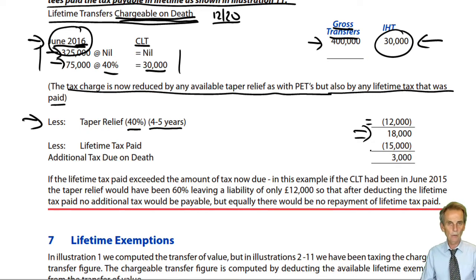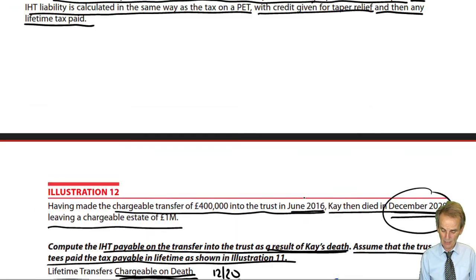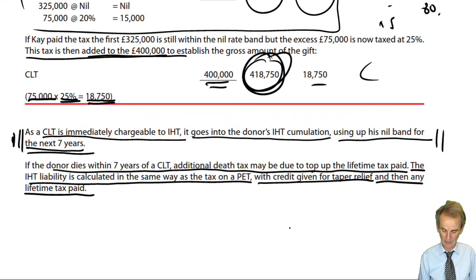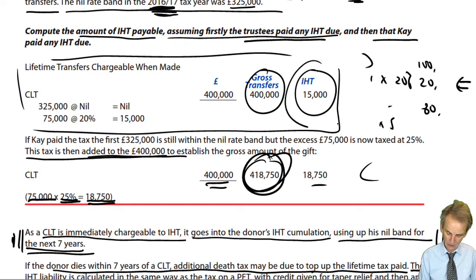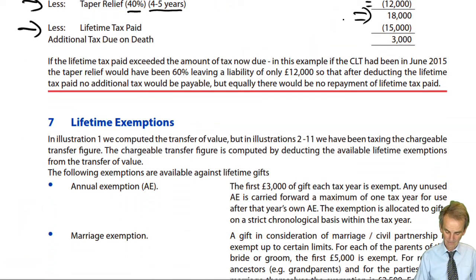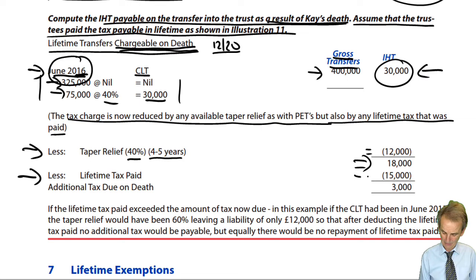And only once you've applied, if it's applicable, the taper relief, do you then deduct, get these in the right order, it is important, the lifetime tax paid. That was the other figure that we said that we would need, the amount of lifetime tax paid. How much was it on this calculation? £15,000. Back we go. £15,000 is the deduction from 18, meaning that the additional tax that is due on death is £3,000.